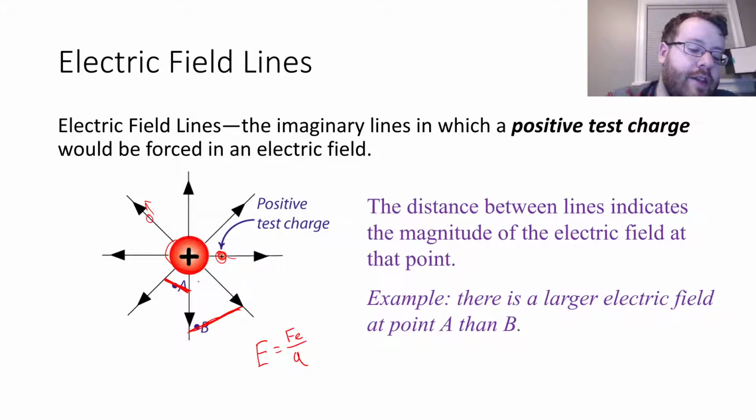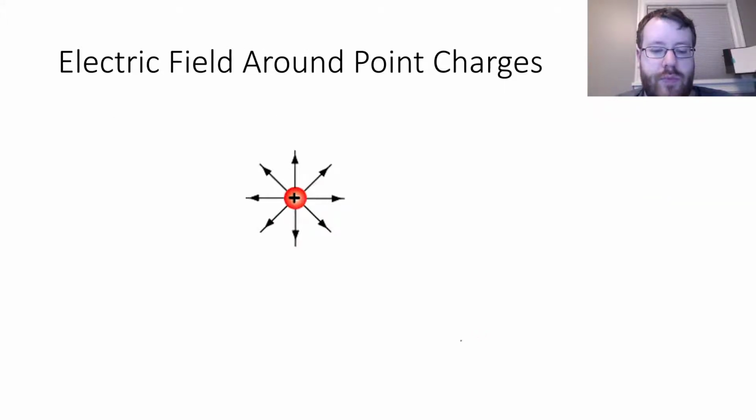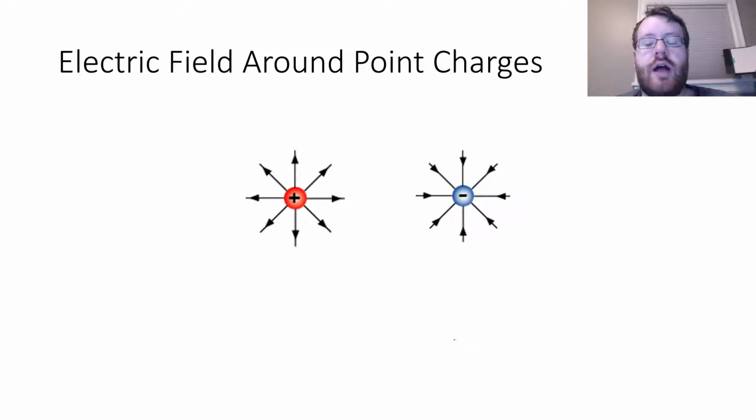So we're looking at the distance between the arrows, which will tell us how strong it is at any given point. Now, let's look at a couple of different drawings for electric field lines. We've already looked at a positively charged particle, which would have arrows pointing in all directions, because if you were to put another charged object there, it would move away. A negatively charged object is just the opposite.